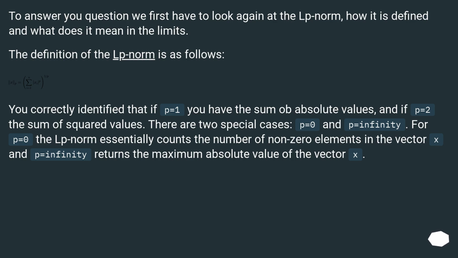To answer your question, we first have to look again at the Lp norm, how it is defined and what it means in the limits. The definition of the Lp norm is as follows. You correctly identified that if p equals 1 you have the sum of absolute values, and if p equals 2 the sum of squared values. There are two special cases, p equals 0 and p equals infinity. For p equals 0 the Lp norm essentially counts the number of non-zero elements in the vector x, and p equals infinity returns the maximum absolute value of the vector x.